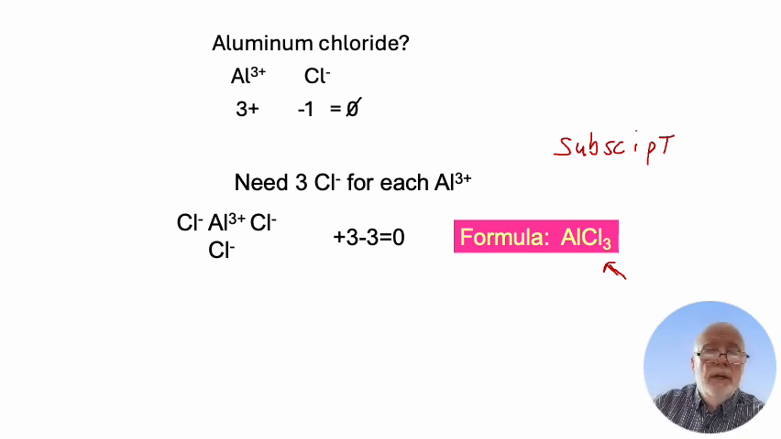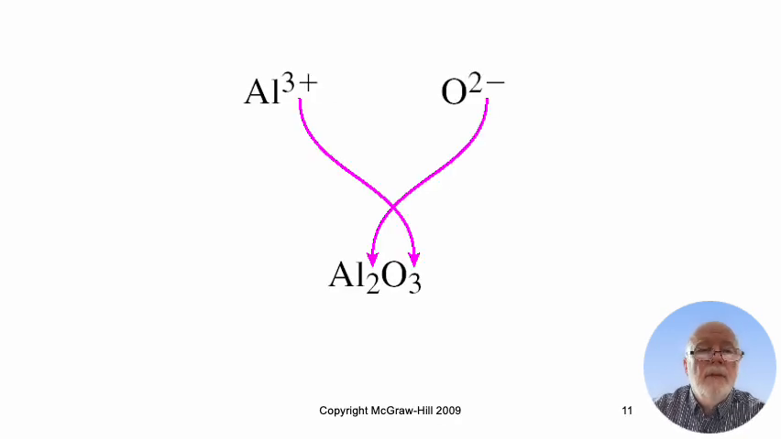Right. Now there is a shortcut to do this. And here's the shortcut. If you take the number, it's just a number now, not the symbol or the charge, I mean. If you take the number of the metal, that's going to become the subscript of the non-metal, and the same thing here. The number of the charge of the oxide is going to become the subscript for the aluminum. You can just switch them like that.